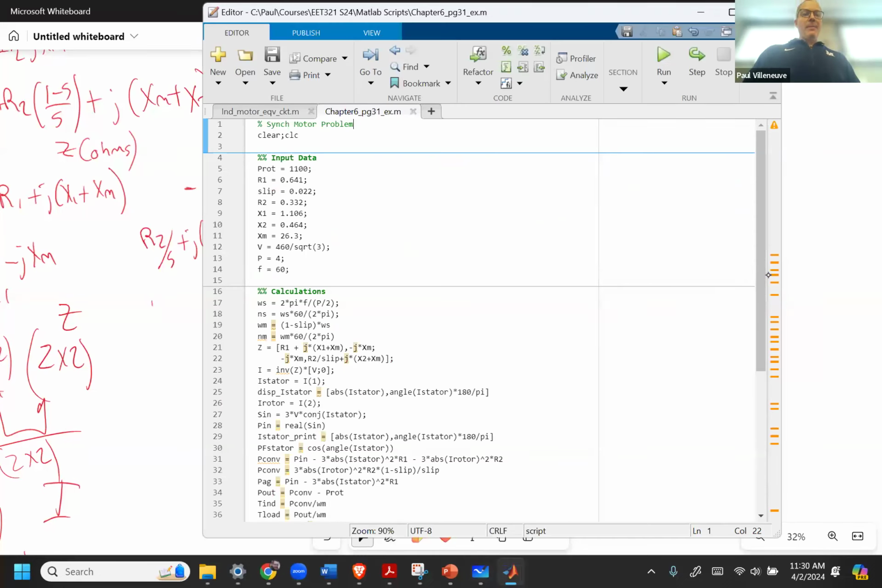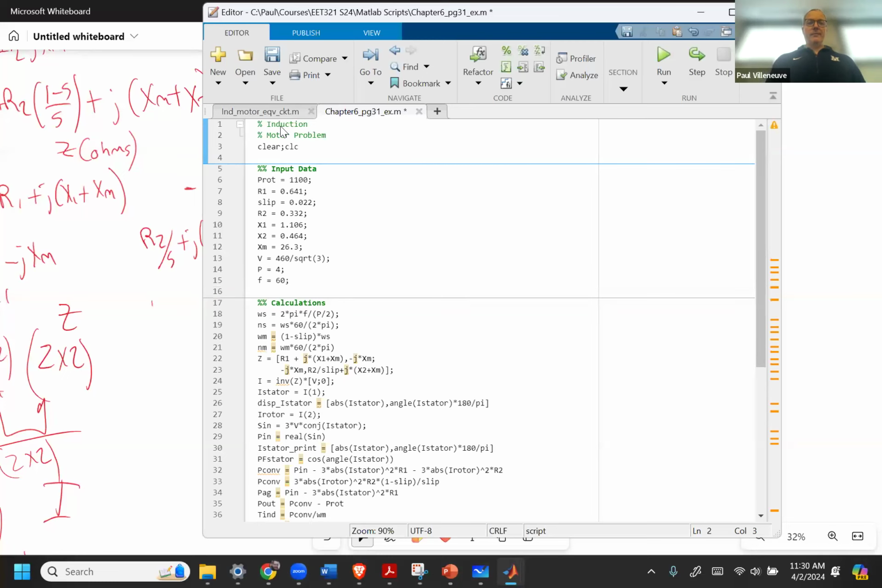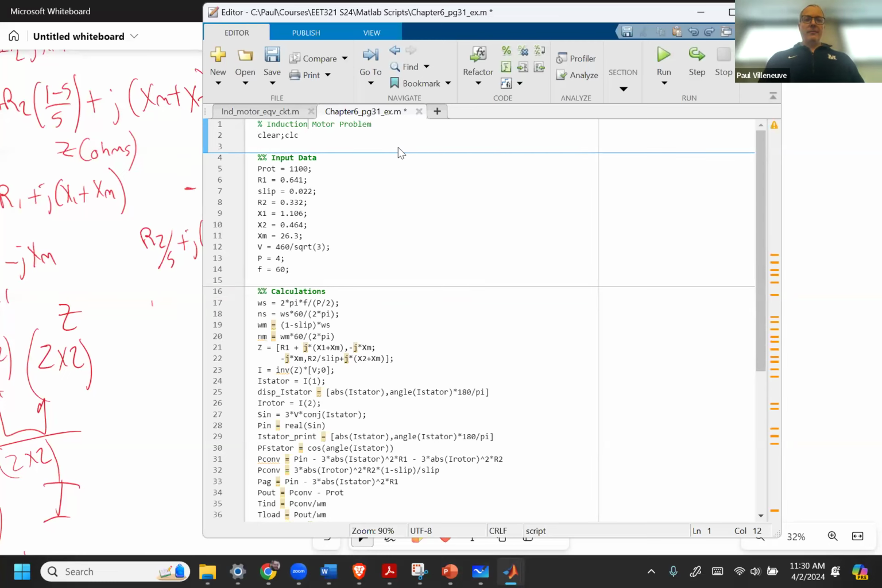So I love me some MATLAB. I know you all don't, but let's do it anyway, because this is just doing it in your calculator. I'm not doing anything other than entering it in your calculator. I put sync motor, it should be induction motor. Remember, clear and CLC just keeps me honest. Here are all my initial parameters, and I determined the number of poles because I knew it was designed to run at around 1800 RPM. So you could calculate the number of poles from that.